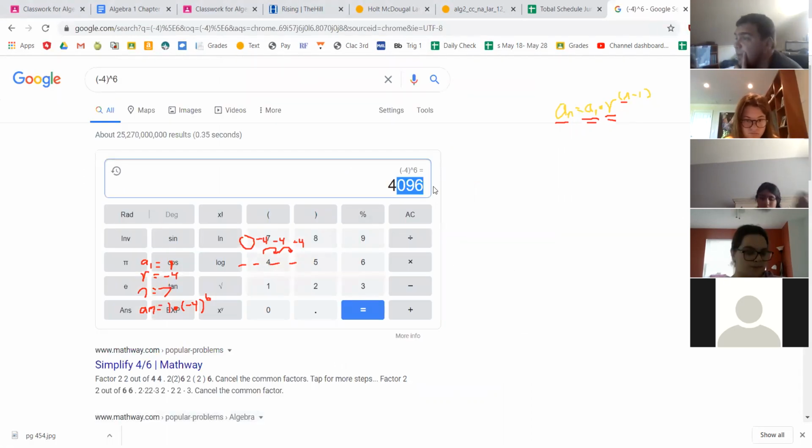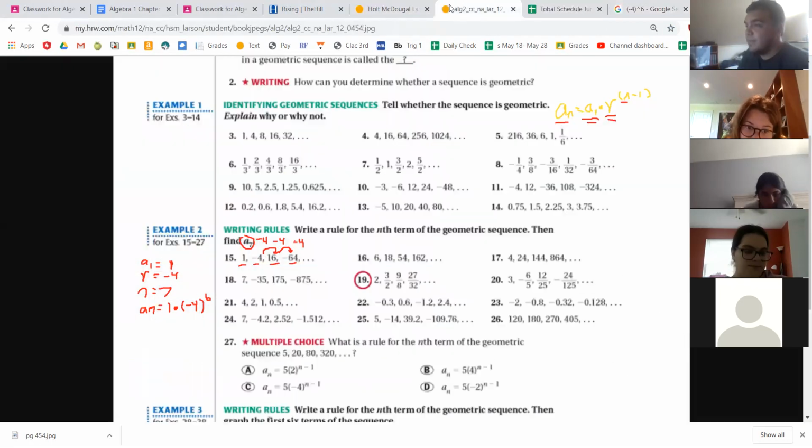-4 to the 6th power happens to be 4,096. Is that it? Yep. So your answer for this one, and you just got to plug in a calculator because we're using big exponents, just use your calculator, is 4,096 for number 15.